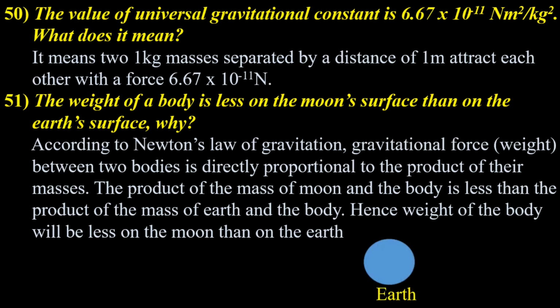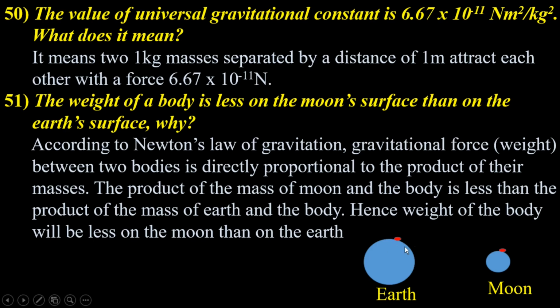To understand the same answer very nicely, I want to show it with a diagram. Let's say this is earth and this is moon. And a body is lying on the earth and the same is taken on the moon. And what is the answer? The weight of the body will be more when it is on the earth, but weight of the same will be less when it is on the moon.